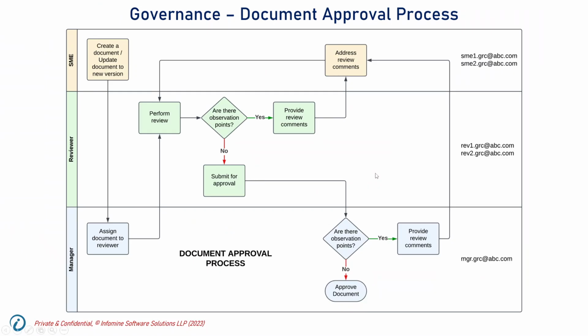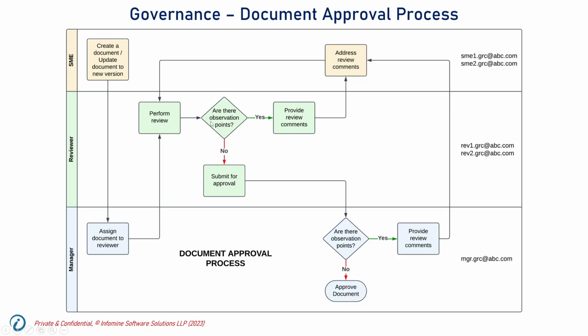So this is the document approval process. When we manage the documents of the organization, a subject matter expert will create or update a document to a new version, upload it into the system, and give a name for it; change history and version can all be noted there. Once the document is uploaded, it is assigned to a reviewer. The manager will assign it to a reviewer. The reviewer will perform the review and see if the document is okay.